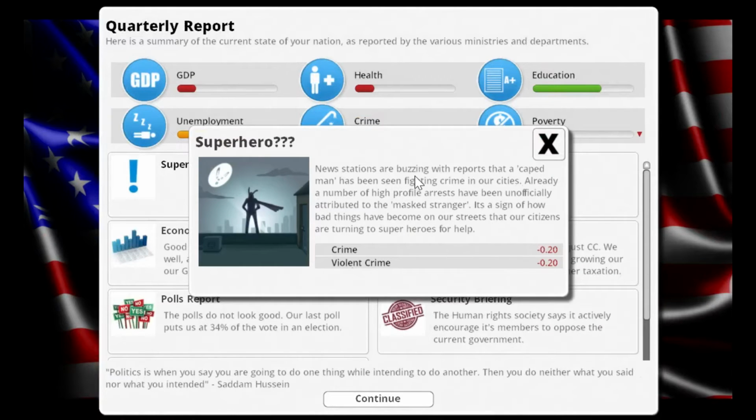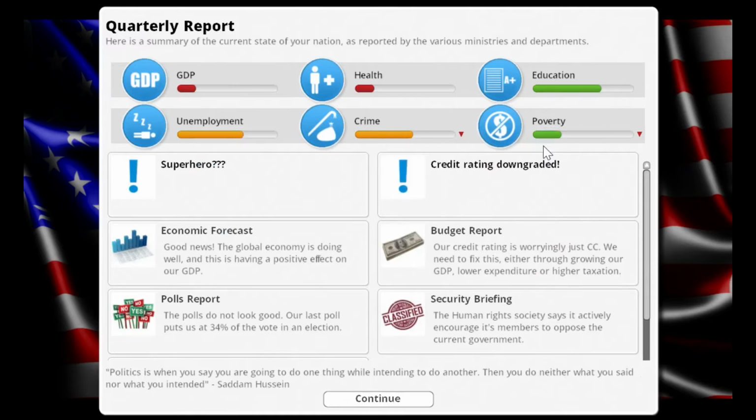Superhero? News stations are buzzing with reports that Cape Man has been seen fighting crime in our cities. Already a number of high-profile arrests have been officially attributed to the masked stranger. A sign of how bad things have become on our streets. Our citizens are turning to superheroes for help. Oh God. At least poverty looks like it's going down.